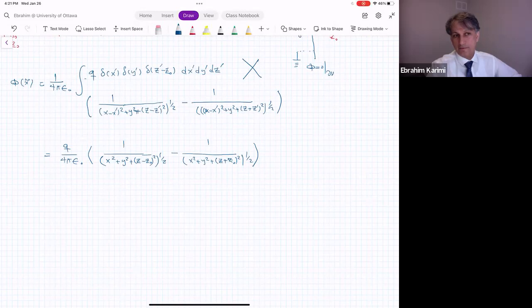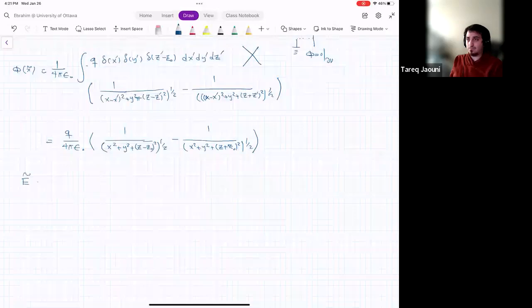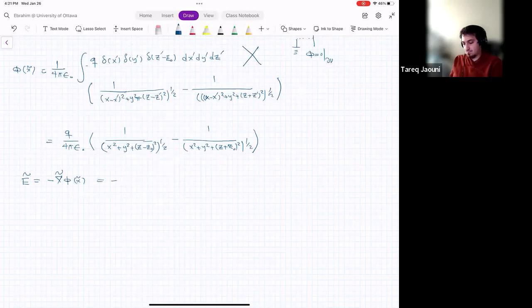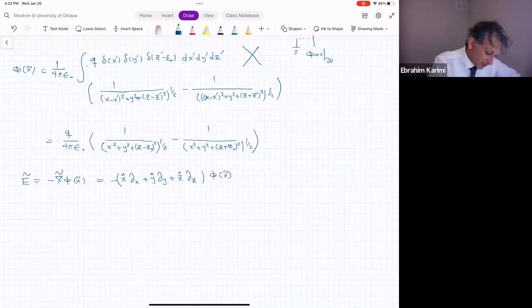Now let's look at the field. How do you find the field, guys? We found the potential because we want to find the field. The electric field is given by minus the gradient of phi of x, which means minus x hat derivative with respect to x, y hat derivative with respect to y, plus z hat derivative with respect to z, of phi of x, which we just had here. The derivatives with respect to x and y will be identical. The derivative with respect to z will be different, which we will calculate.